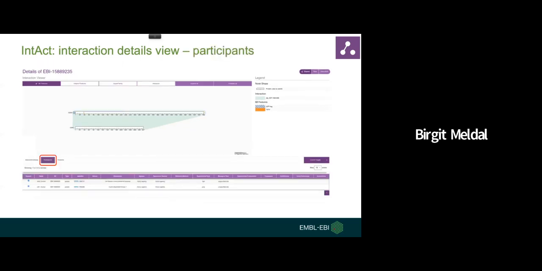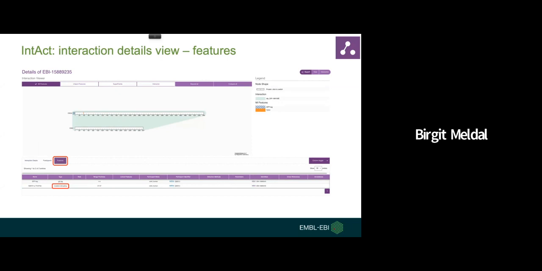You can toggle through these tabs in the table similar to the results page, and you get details about the participants. So again, you have links to the UniProt details for the two proteins. And if you click on the features, you can get the details of this mutation, for example. Here it tells you that this mutation disrupts the interaction. So if you mutate CDC6 position 37 to valine, then this interaction does no longer happen.